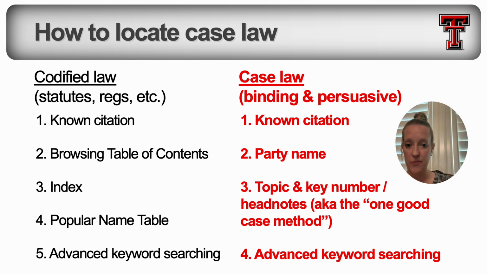So again, we've talked about known citation. Of course, if you just have that citation for a case, you can jump in and type that in directly, right? You might search by party name, so you've got a name of one of the parties or multiple parties, and you can use that to locate relevant case law. We'll also talk about topic and key numbers as well as head notes. So this is often referenced as the one good case method.